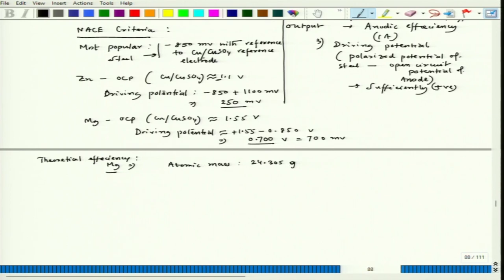Now, theoretical anodic efficiency means that when a magnesium anode is dissolving, every atom that dissolves leaves two electrons at the anode surface. So, if it dissolves completely, that means 2 into Avogadro number will be the number of electrons that will be released. And accordingly, we can calculate what could be the charge that is available for protection. That charge amount, if we convert in terms of ampere hour per kg of anode dissolution, will be my theoretical anodic efficiency.